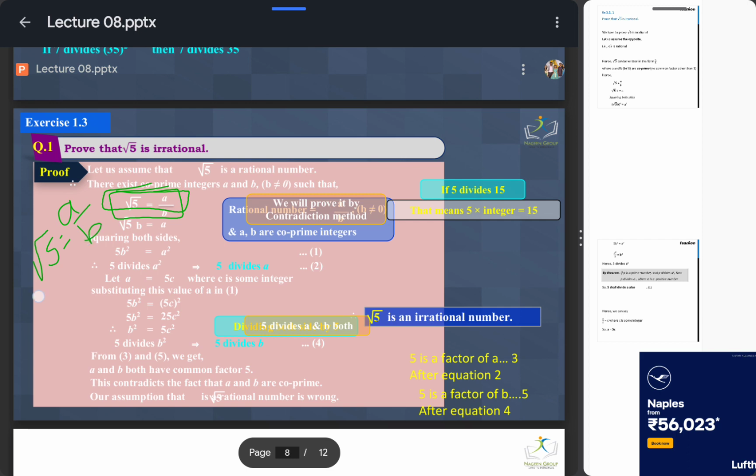Then cross multiply, shift this b to be multiplied with root 5. So you will get root 5 into b equals a. Then squaring on both sides, you will get root 5 b whole square equals a square. The square and root cancel each other, students, so 5b square equals a square.